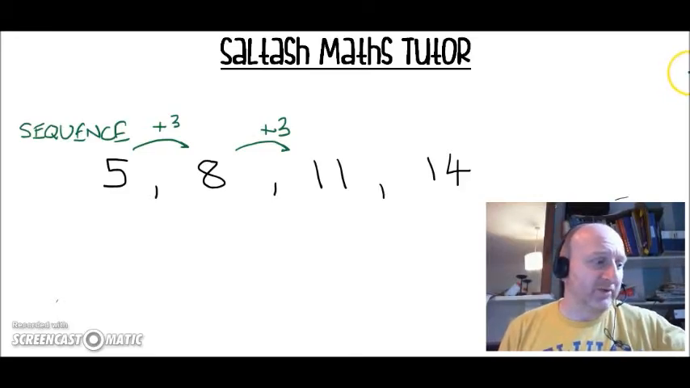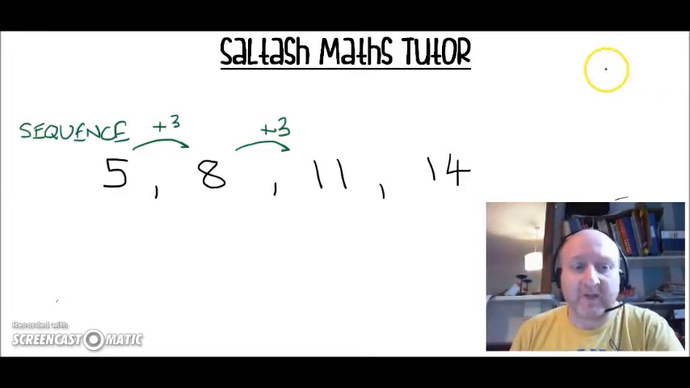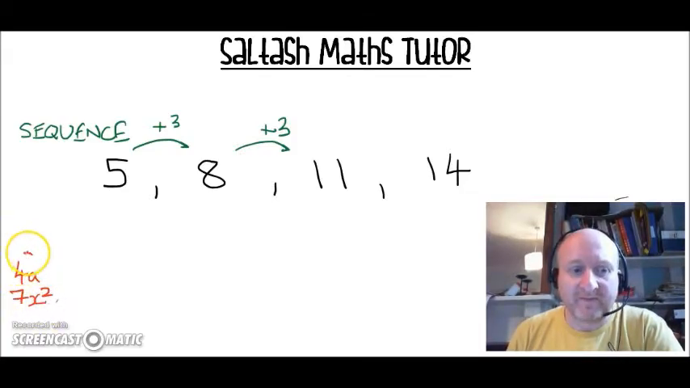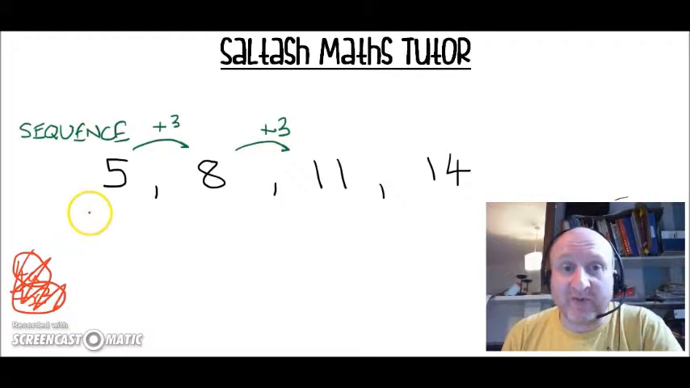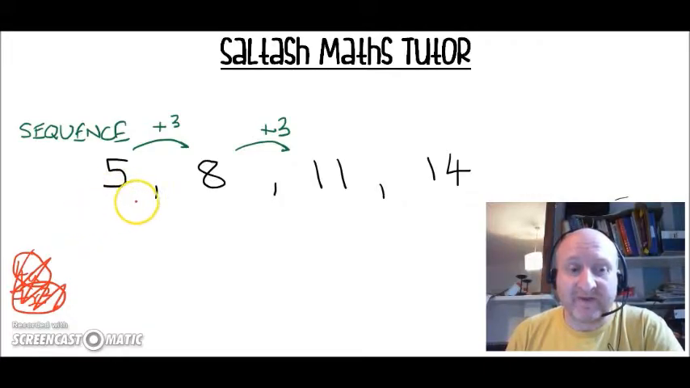Okay, the next thing we're going to have a look at is, what is a term? Well, in mathematics, terms can be all sorts of things. We could have stuff like 4a or 7x squared. These things are all terms. 4a is a term, 7x squared is a term. We forget about that at the moment. We just want the single things that are in a sequence. So 5 is a term, 8 is a term, 11 is a term, 14 is a term. The term is just the thing in the sequence, like that, or like that.